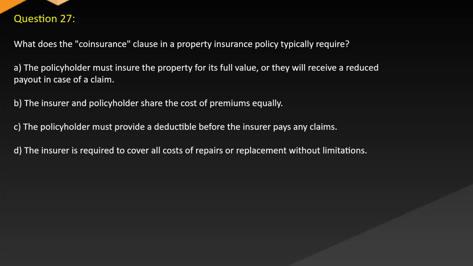Question 27. What does the coinsurance clause in a property insurance policy typically require? A. The policyholder must insure the property for its full value, or they will receive a reduced payout in case of a claim. B. The insurer and policyholder share the cost of premiums equally. C. The policyholder must provide a deductible before the insurer pays any claims. D. The insurer is required to cover all costs of repairs or replacement without limitations.